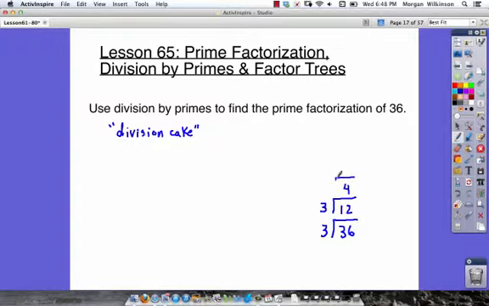Then we take 4, we divide it by the largest prime number that we can think of, and we get 2. 4 divided by 2 is 2. Then we take 2, we divide it by the largest prime number we can think of, that's 2, and we know 2 divided by 2 is 1. We're done. We've got our division cake. It's a cake because the 1 is supposed to be like a candle on top.